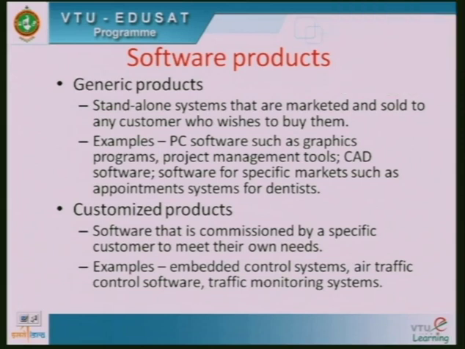Embedded control systems, to be used for embedded systems, are commissioned for a specific customer to meet his own needs. Organization-specific software can be customized products. If I want to build an examination system for my college, then that's a specific customized product for my college. So, these are the two kinds of software products that are available, that is, generic and customized products.